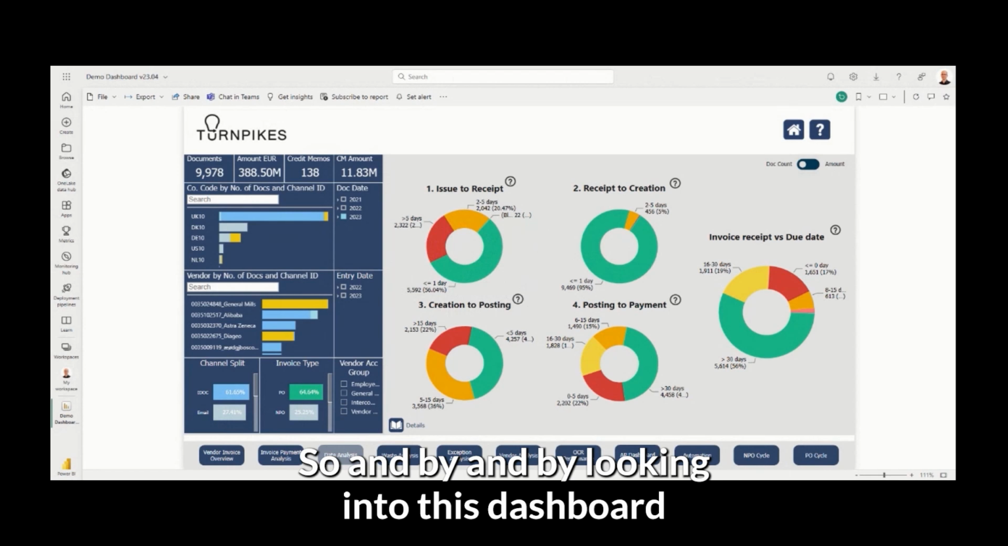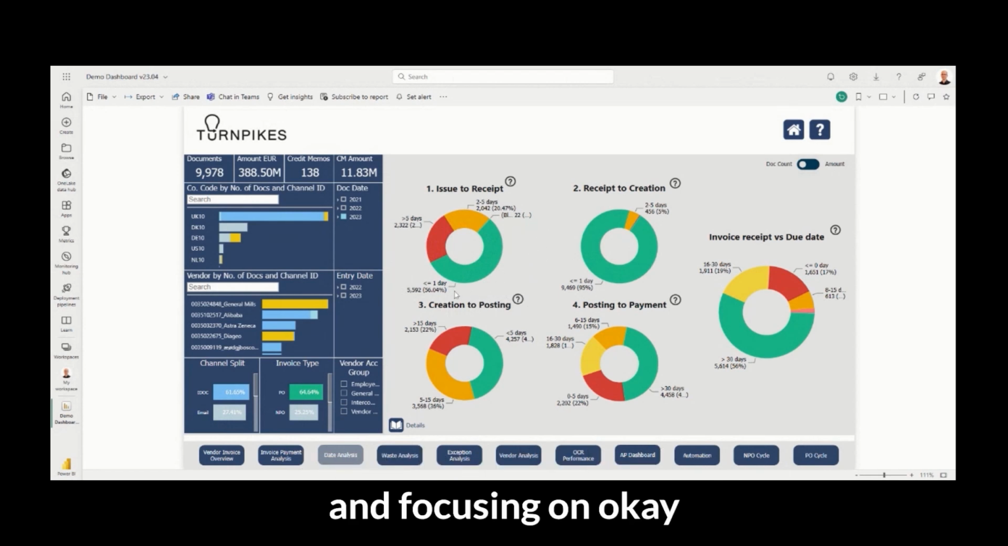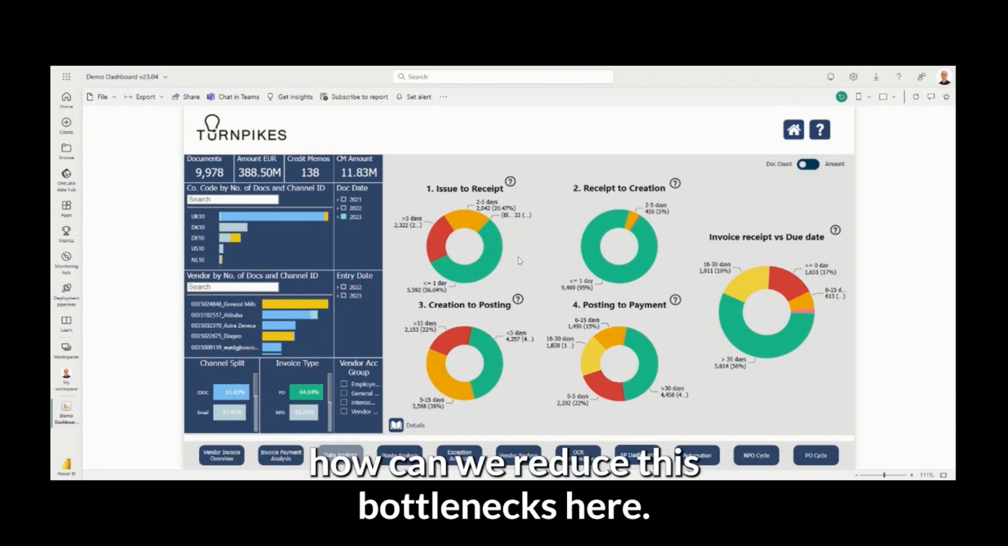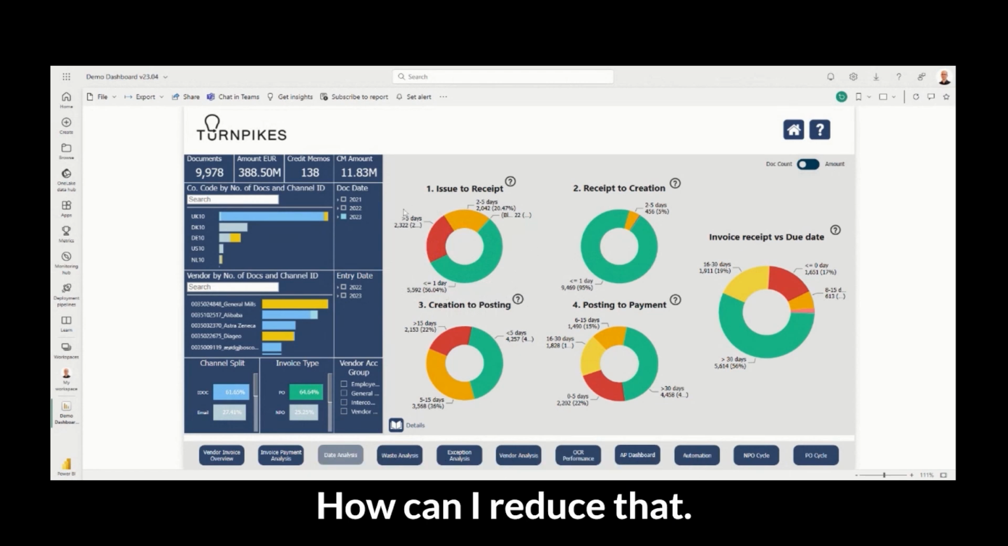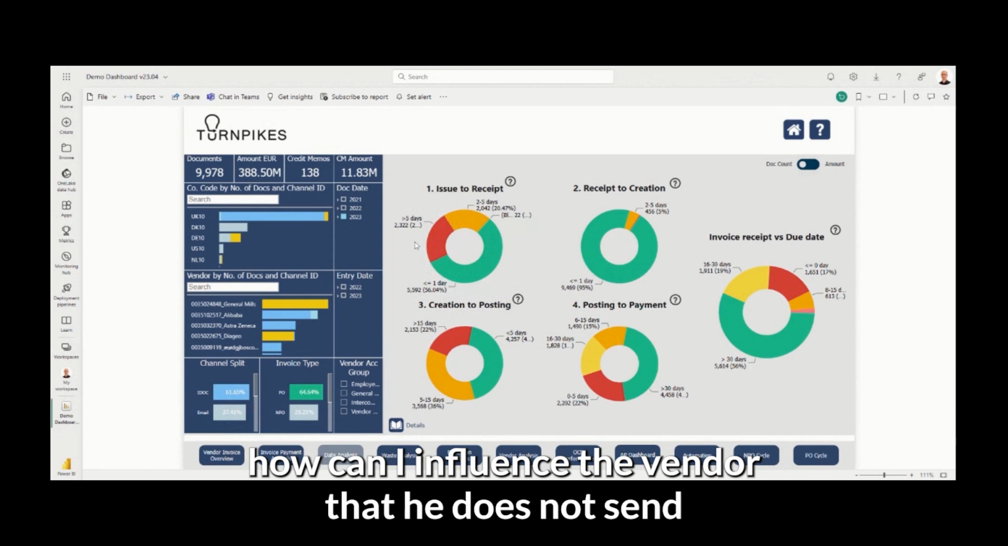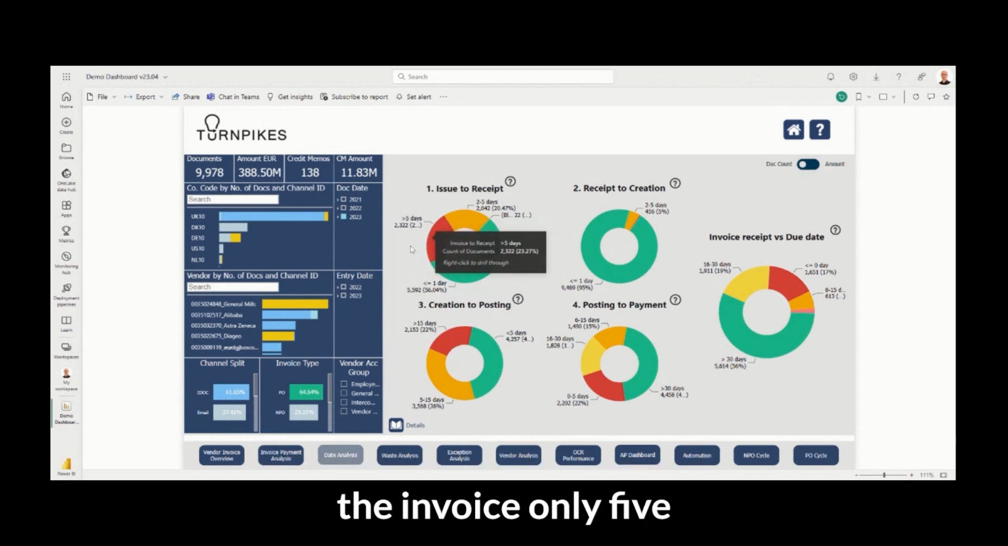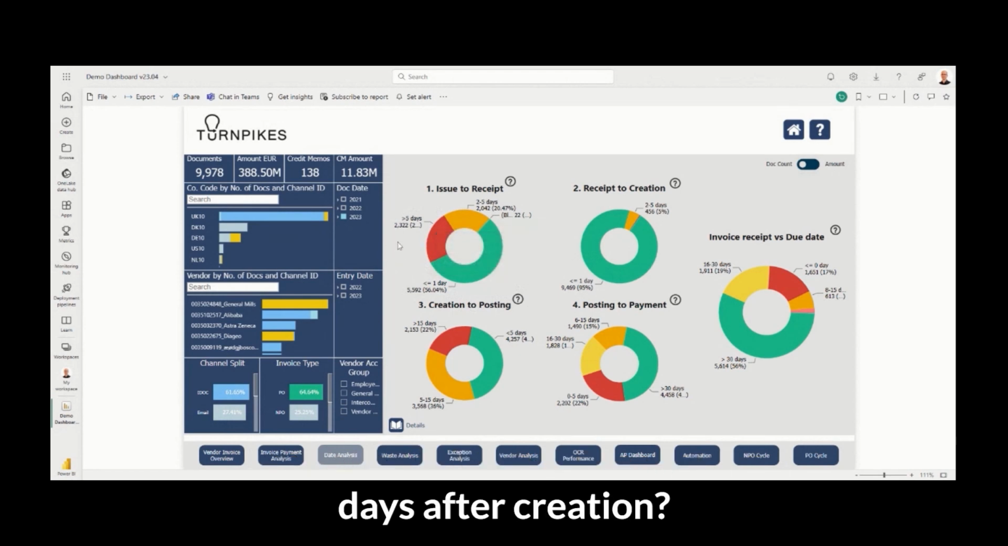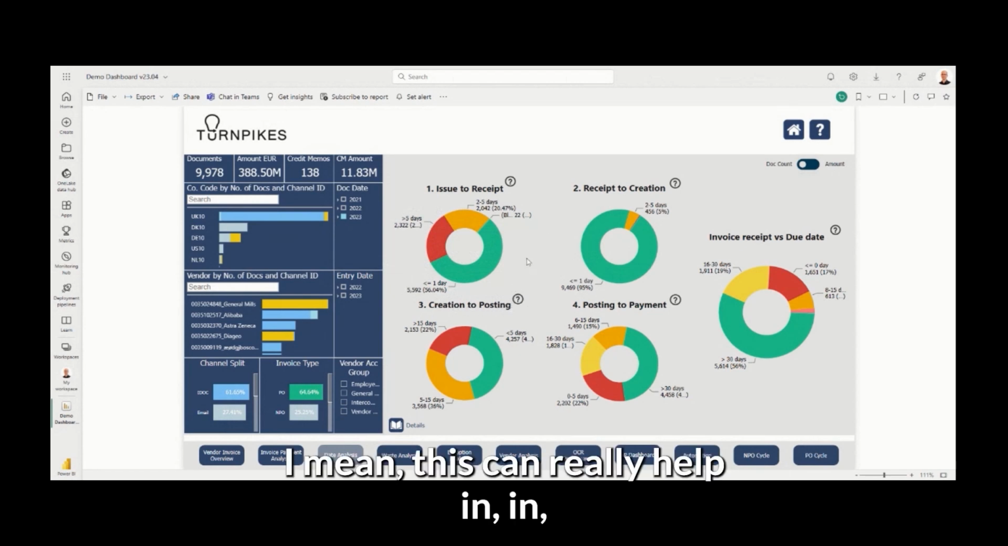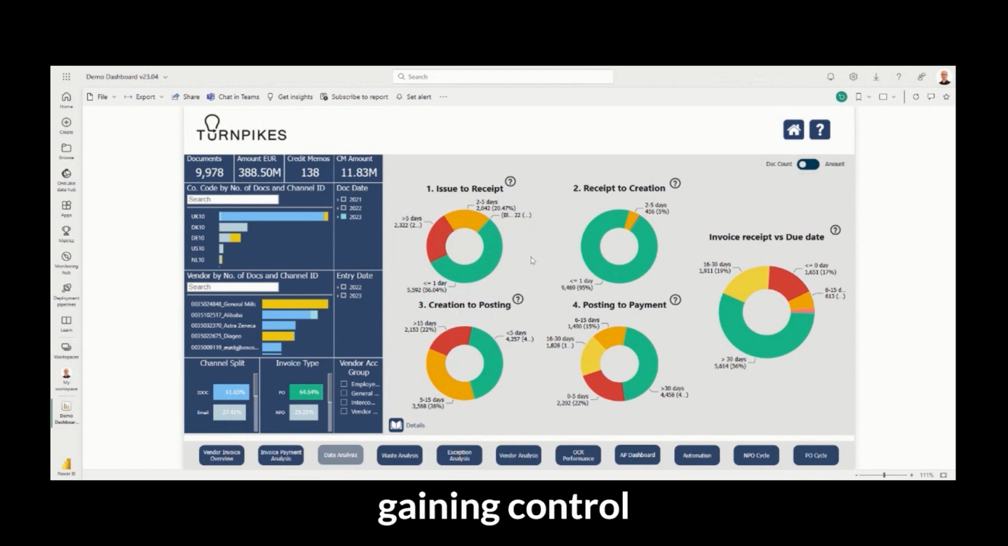By looking into this dashboard and focusing on how we can reduce these bottlenecks, how can I reduce that? How can I influence the vendor so that he does not send the invoice only 5 days after creation? This can really help in gaining control over the overall process.